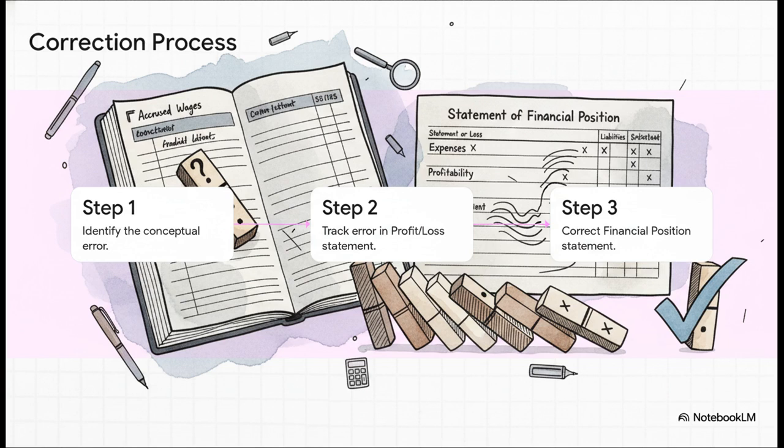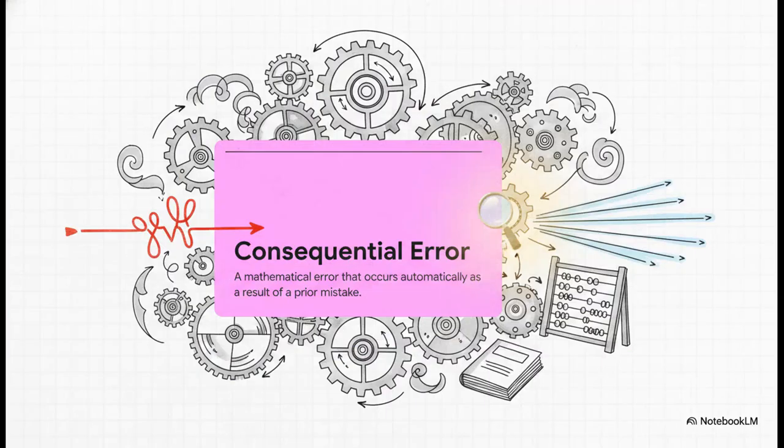If the accrued wages were wrong in the journal, then the expenses in the statement of profit or loss are wrong, which means profitability is wrong, which ultimately means the liabilities in the statement of financial position are wrong. And I really want to emphasize this definition. A consequential error is just the natural mathematical fallout of the bookkeeper's original conceptual blunder. It is not a brand new problem you have to solve from scratch. If you fix the root journal entry, the downstream mathematical fix is pretty much automatic.